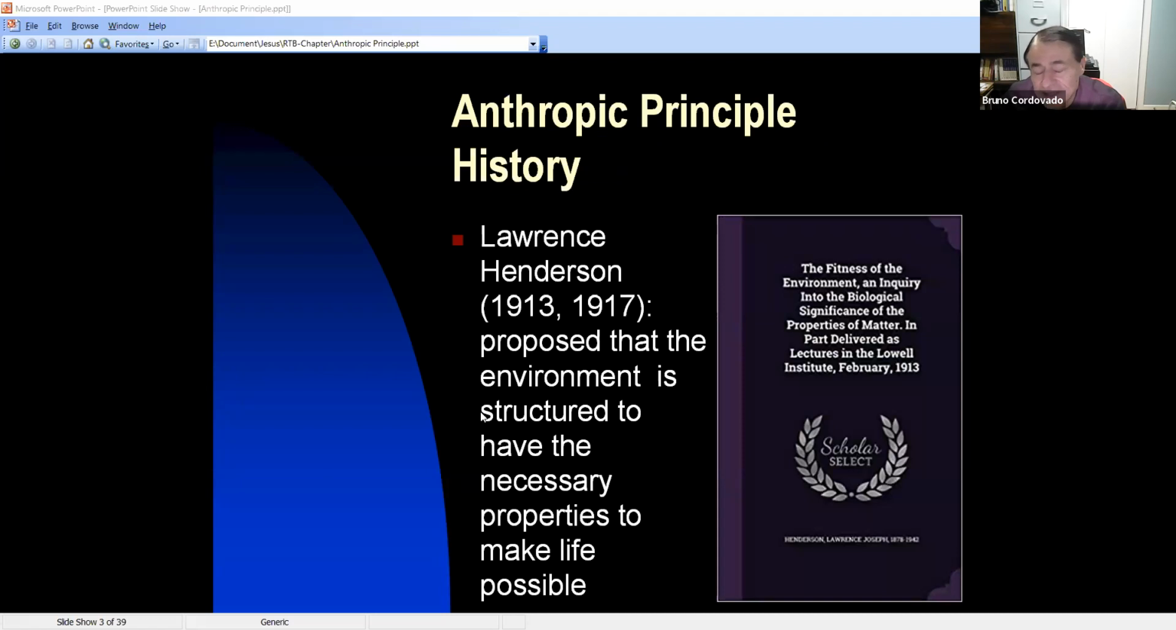So now we're going to look at some of the history, some individuals that have been involved in discovering this idea and then telling others. So basically, it began around 1913 with Lawrence Henderson, who actually studied psychology, but he began to study other things too. And he proposed in 1913, he gave a series of lectures where he proposed that the environment is structured to have the necessary properties for life.